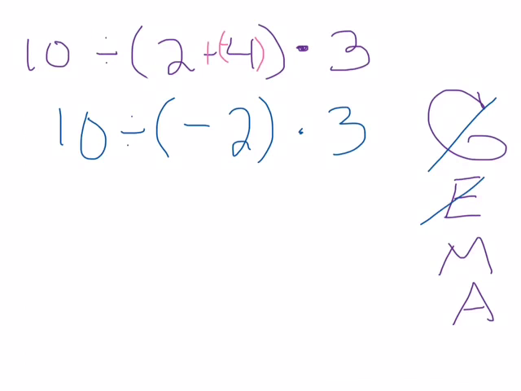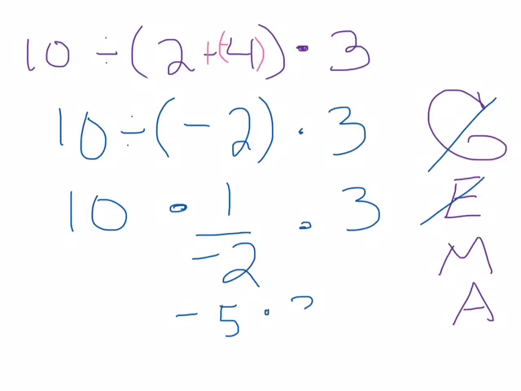We don't have any exponents, but we do have division. And remember, division is defined by multiplication, so we're going to rewrite this division problem as a multiplication problem. Instead of 10 divided by -2, we're going to change it to 10 times the reciprocal of -2, which is 10 times 1 over -2. Now we can just multiply straight across. 10 times 1 over -2 is -5. -5 times 3 is -15.